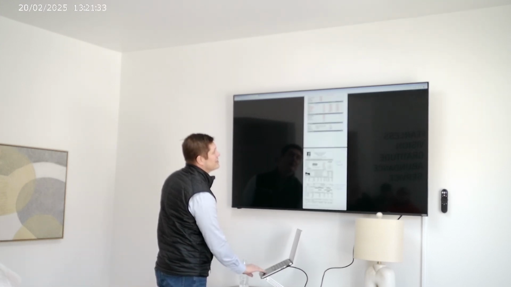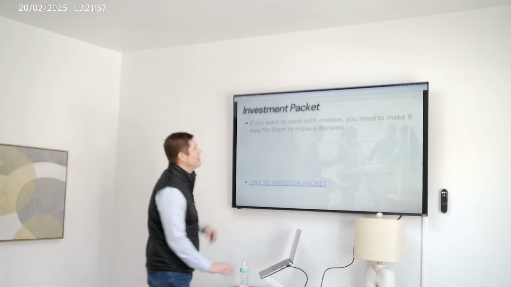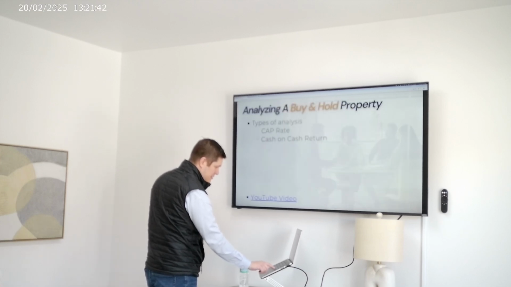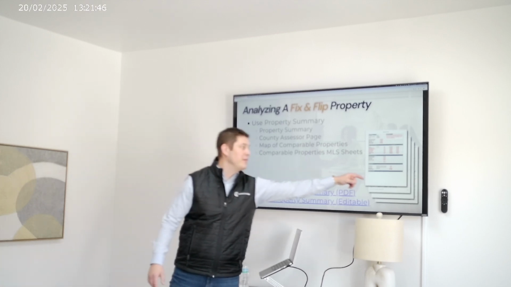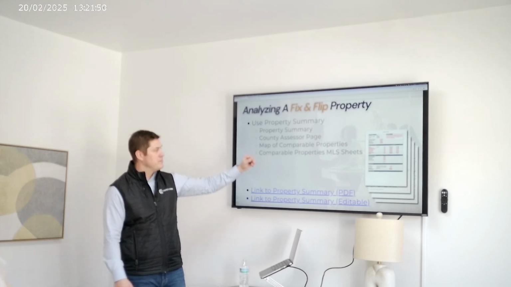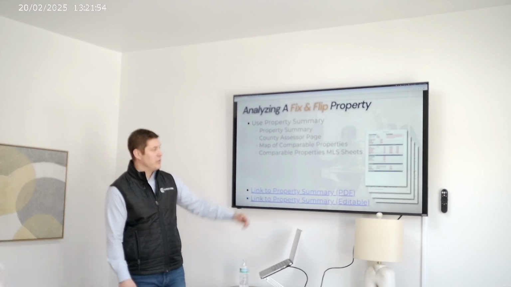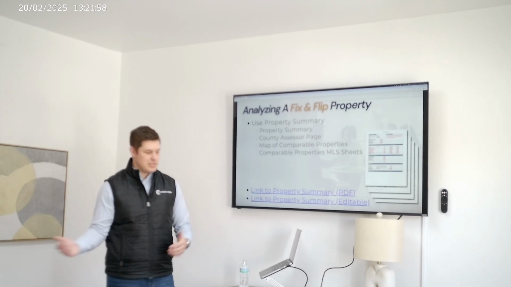So this is the analysis packet. At a high level, it is the property summary, which is this document. We'll go over it. It's the county assessor page for just different data about the home, year built, size, that kind of stuff. Map of comparable properties. This is important. I'll show you why. And then comparable properties MLS sheets, so you can see more data on the actual comps.